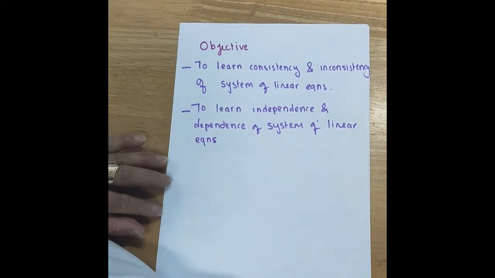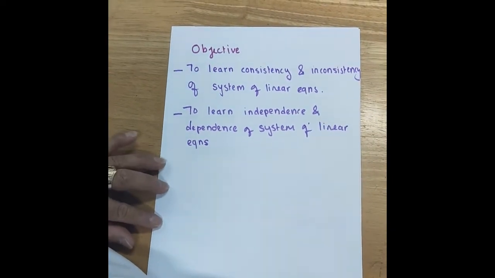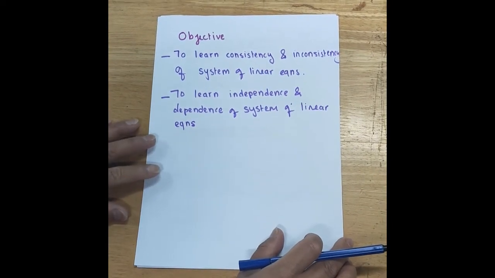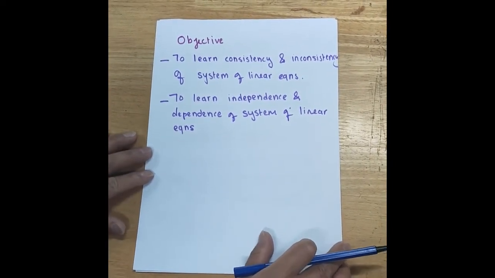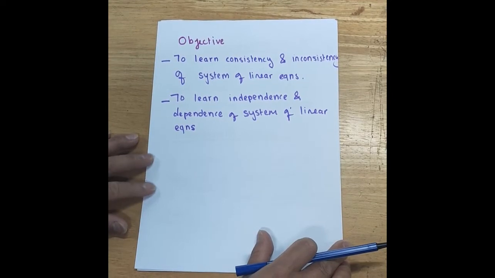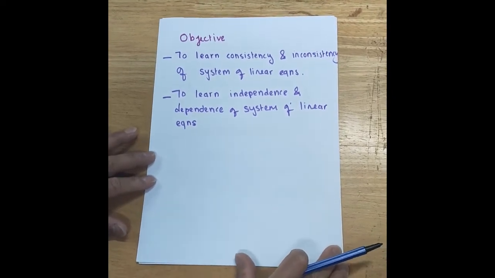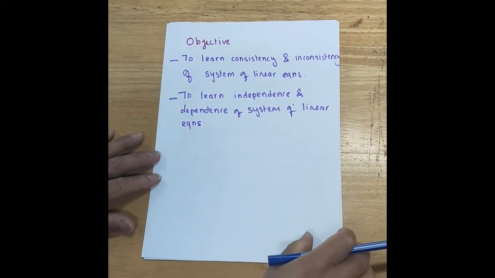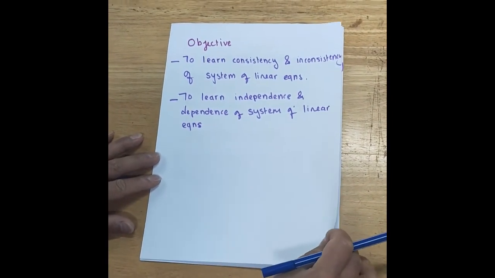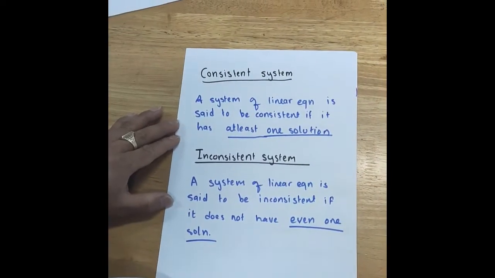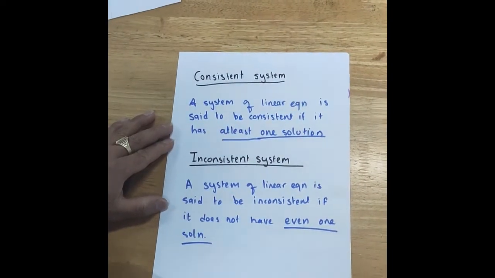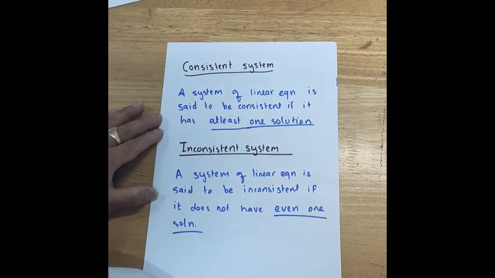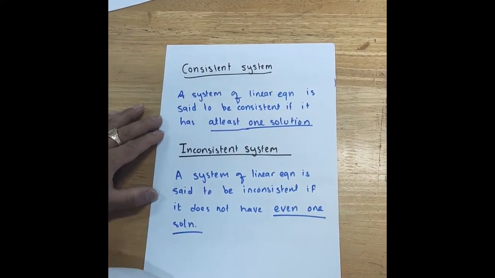The objective of today's lecture is to learn the consistency and inconsistency of the system of linear equations, and the second part of this lecture will focus on understanding the independence and dependence of the system of linear equations. First, we'll go through the definitions of consistent and inconsistent system.